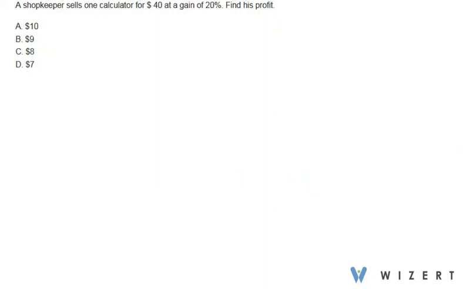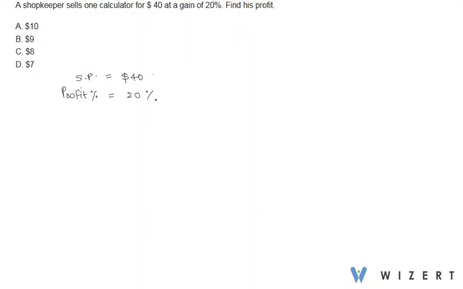We have this question here. A shopkeeper sells one calculator for $40 at a gain of 20%. Find his profit. So we have selling price equal to $40 and profit percent equal to 20%, given.